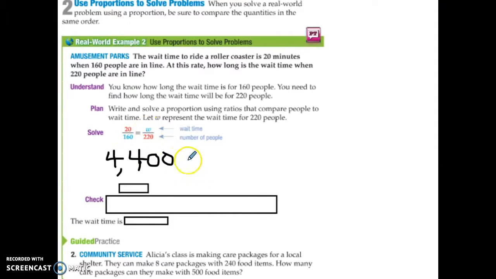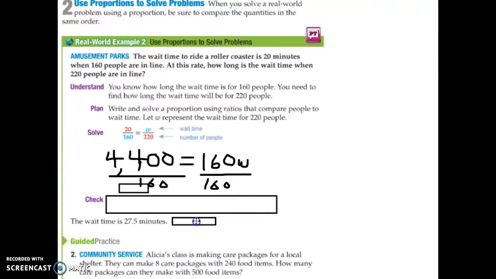Cross multiply here. W times 160 is 160W. And now how do I solve this? Well, 160 times W, I do the opposite of times, so I divide by 160 on both sides of my problem. And I'm left with W equals 27.5 minutes. That's how long it'll take to get through this line. So you're cross multiplying and then dividing by the number by the variable.